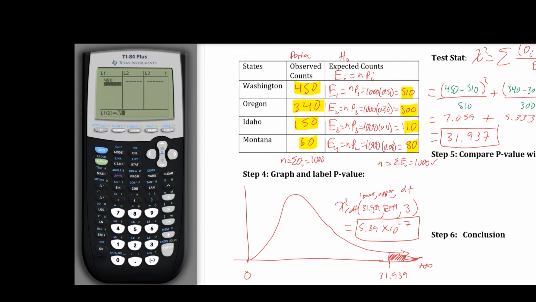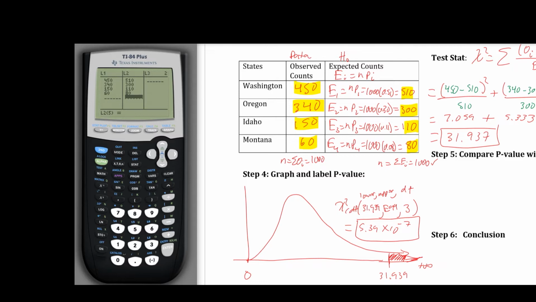450, 340, 150, 60. Okay. My expected counts are 510, 300, 110, 80. Okay. Now, if you have a TI-84, that's all you have to do, really, as far as data inputs. I'll address an easy way to make that calculation in just a second.